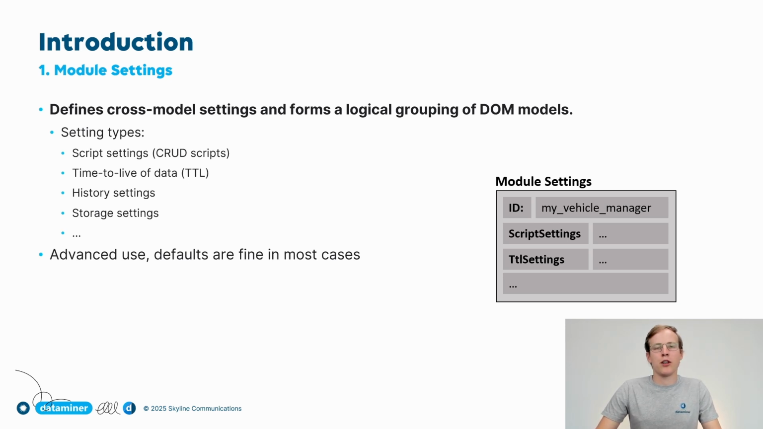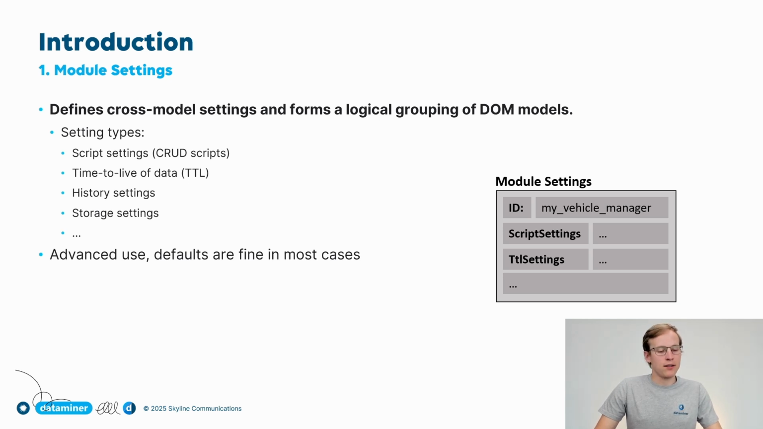One of which is, for example, the script settings. There's a concept called CRUD scripts, and those are automation scripts which get executed every time you create a DOM instance, like an object. For example, in our vehicles use case, every time you create a vehicle, an automation script gets executed, and there you can do something. For example, send an email to a certain administration team to say that a certain vehicle was registered.